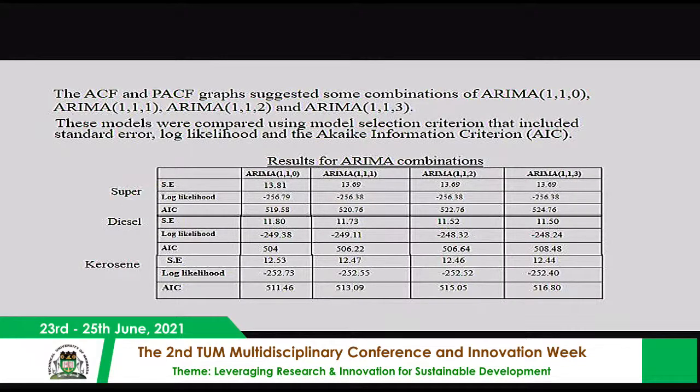So in the process of plotting my graphs, I had 4 candidate models. One of them was ARIMA 110, and then ARIMA 111, ARIMA 112, and ARIMA 113. So among those 4, I'm supposed to select the one which is most suitable. This is done by using the standard error, log likelihood, and the values of the AIC. So as you can see from the figure there, ARIMA 110 had the least value of the AIC, and therefore it was picked as the best model among the 4.